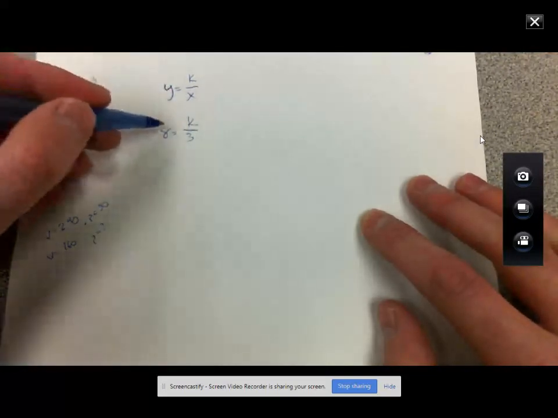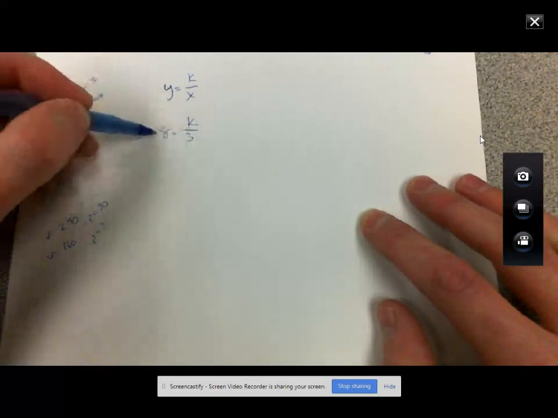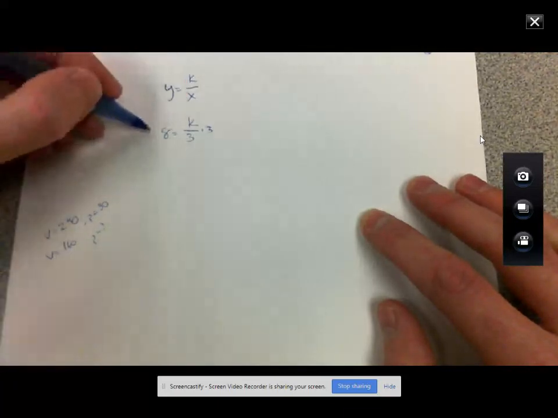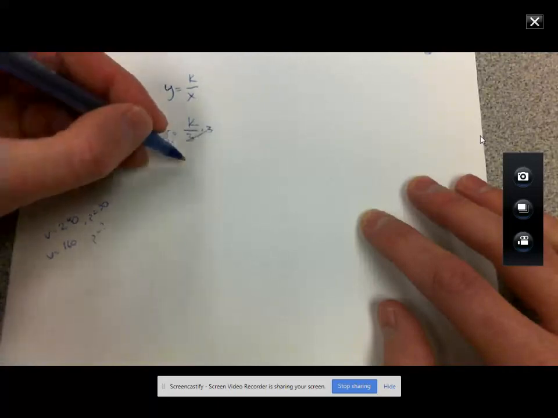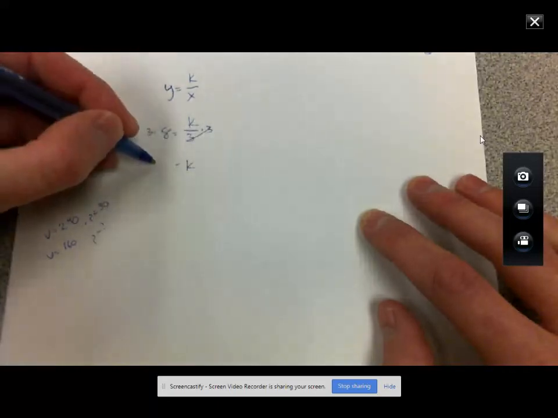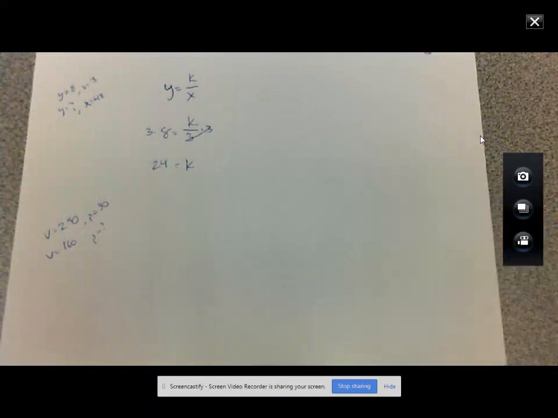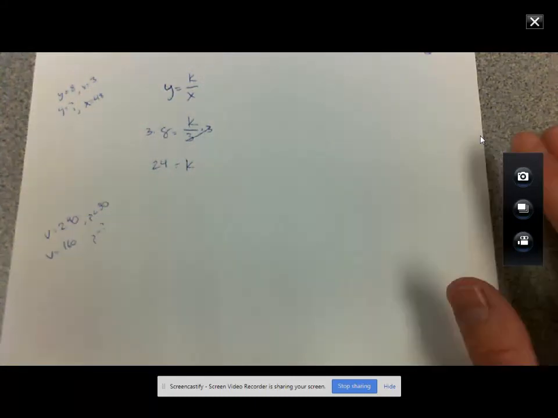I can solve either by knowing that 24 divided by 3 is 8, and just knowing what that is, or I can multiply both sides by 3. 3 divided by 3 is 1, so I get that 1k is 24. So you can still solve it. So I have k, not the question though.